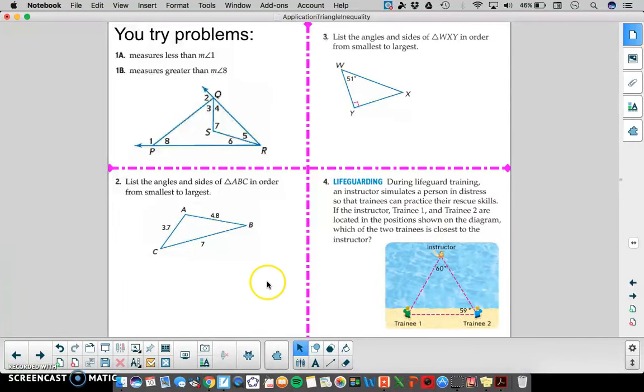These are the problems that I need you guys to try. So there's 4 problems here. Make sure you have these done in your notes before class tomorrow.